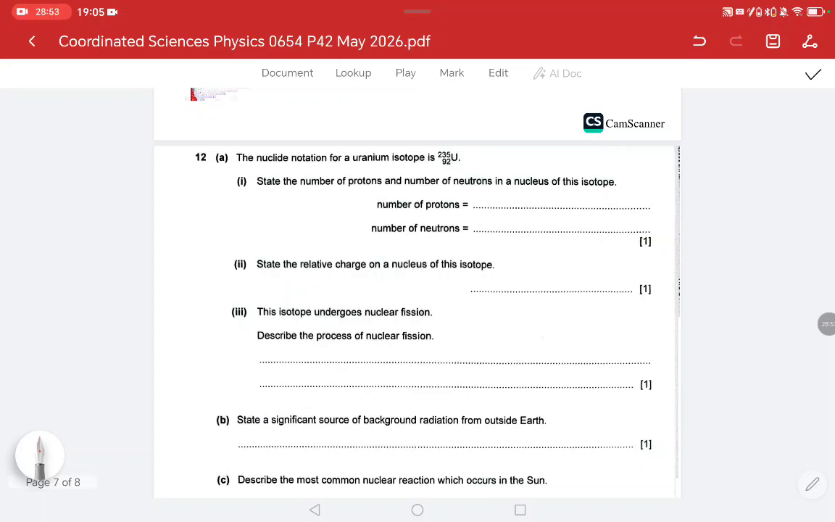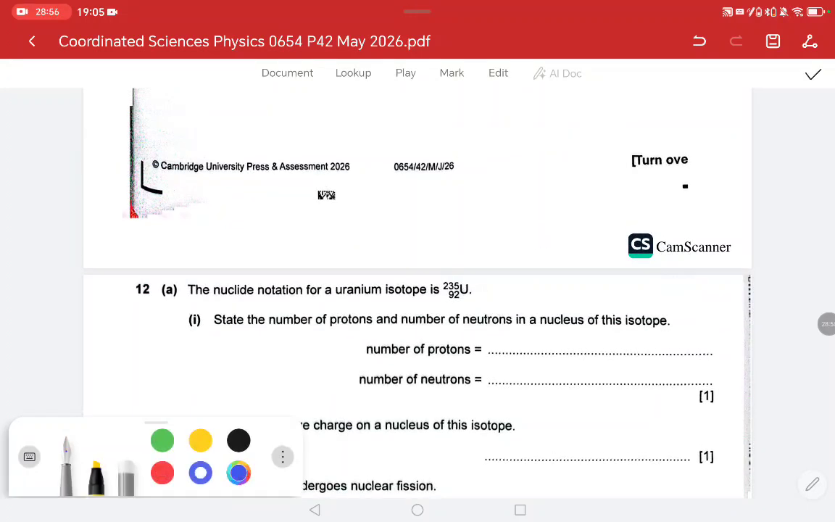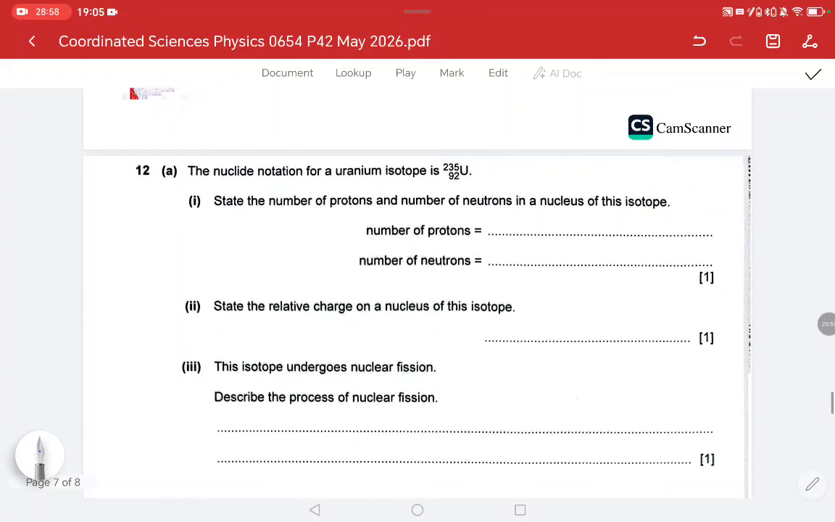Okay, these are repeated questions. So if you look at this one, the nuclide notation of a uranium isotope is 92-235. State the number of protons and the number of neutrons. So we know the protons are 92, right? And for neutrons, we subtract: 235 minus 92, which is 143. Done.